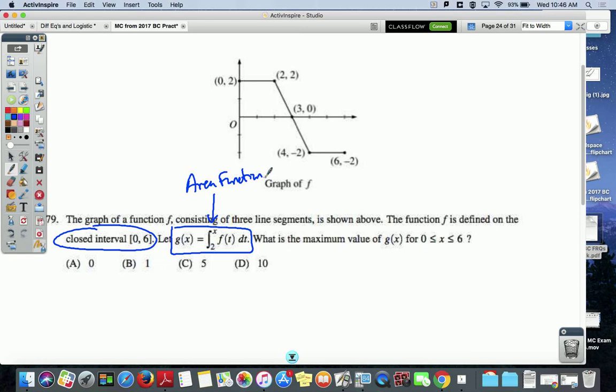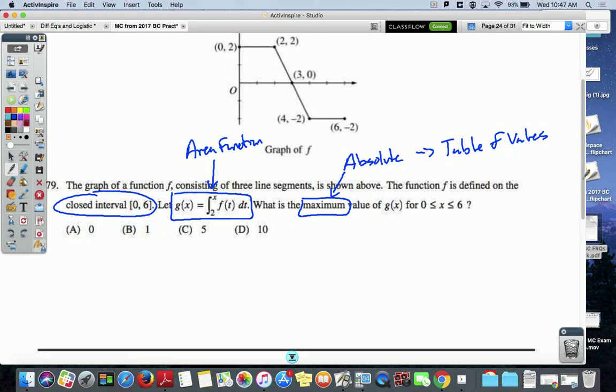Then the actual question here is saying what is the maximum value of g of x between 0 and 6? If it just says maximum and doesn't give relative or local, that's an indicator that it's an absolute maximum. And when we have an absolute, we know we're going to have to make a table of values because we have to test our potential places where that maximum can occur. So I'm just going to start a table here, x and g of x. And in this table, I'm for sure going to put the endpoints 0 and 6 because those are potential places where that maximum could occur.